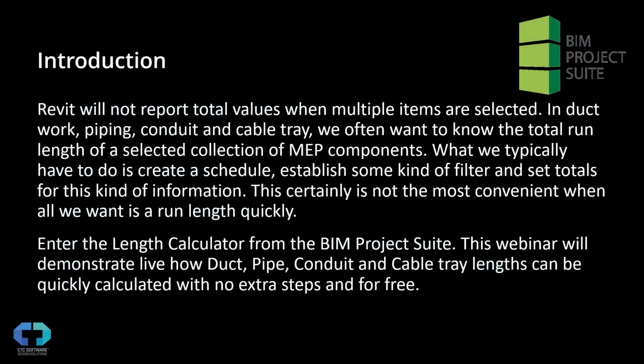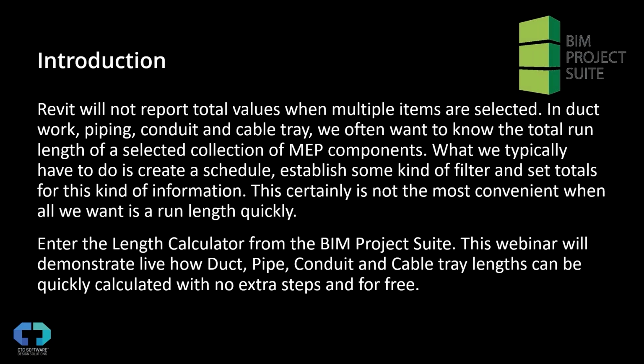So let's take a look at why we're covering this tool in the first place. Revit natively, when you select more than one item, it doesn't report lengths. It doesn't report things that vary in properties. Now in duct, piping, conduit, cable tray, there's a lot of times when the total run length is important to us. We want to know a connected selection of ductwork, pipe, conduit, whatever, for lengths purposes. And there just is not a way natively in Revit to do this very easily.